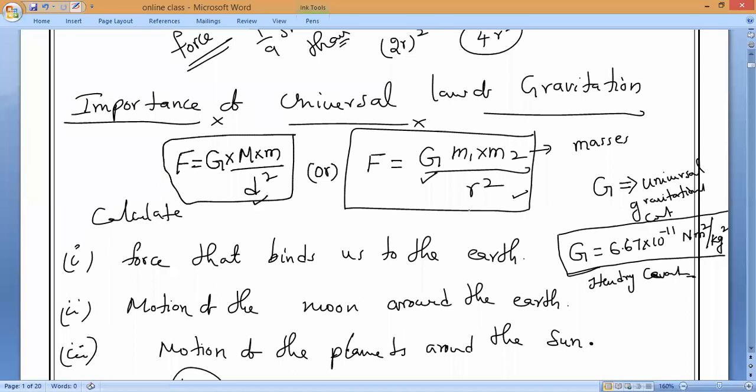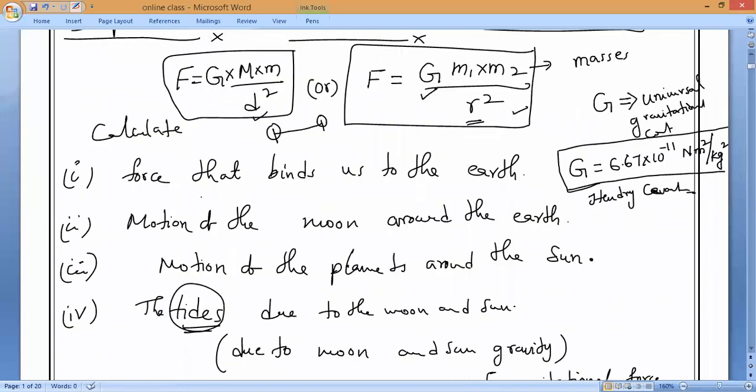And what do you mean by D, guys? D or R, what do you mean by that? Yes, anybody? Please respond. Yes, sir. So what do you mean by R or D? The distance between the two objects, from their centers. The distance between the two objects from their centers is what is called D or R.